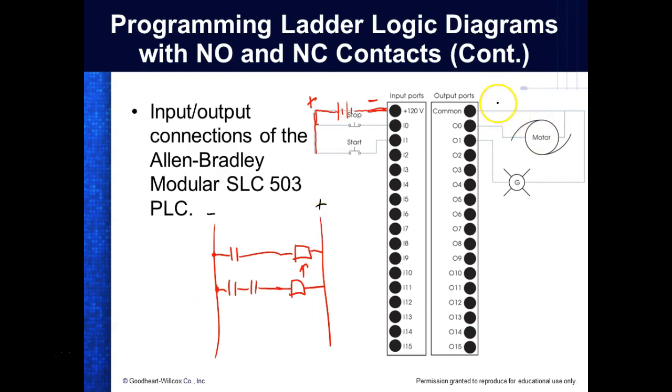So this is the DC power supply. Over here I have the positive pointing toward the PLC. And then I have the negative pointing toward the common for all my output devices. Everybody okay? Yes or no?